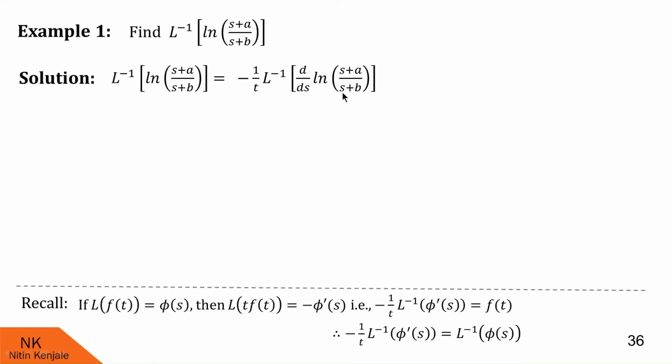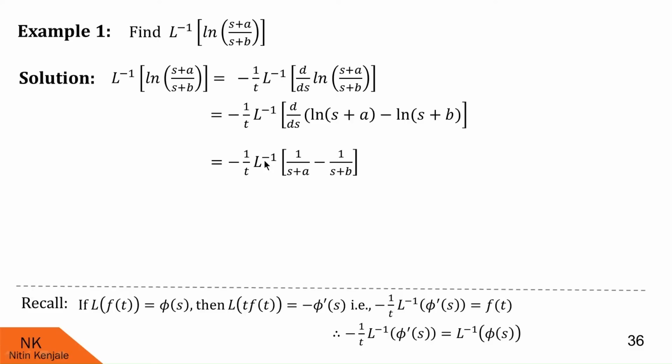Now let us find out derivative of this function. But before finding derivative, let me use log a by b rule, which says log a by b is log a minus log b. So we have now log of (s plus a) minus log of (s plus b). Now let's find out this derivative. Derivative of log of (s plus a) is 1 upon s plus a, and derivative of log of (s plus b) is 1 upon s plus b.